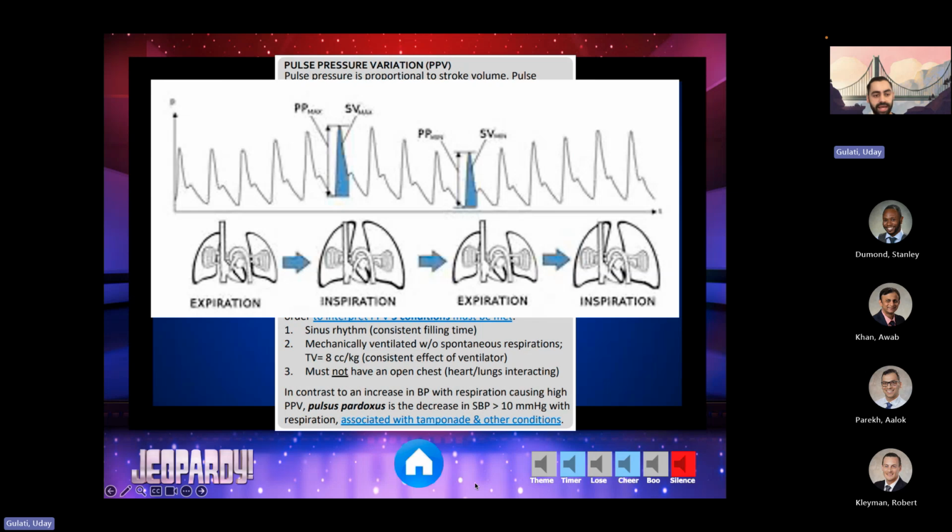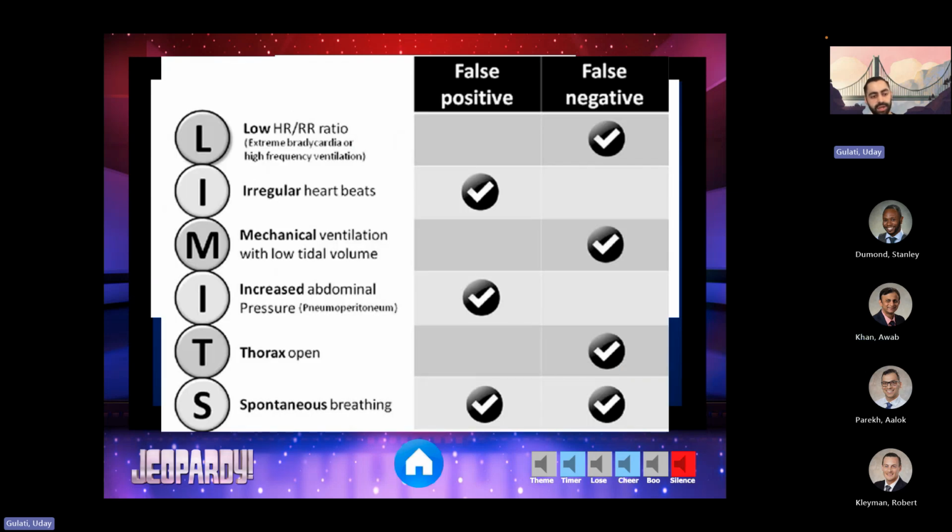And so this is kind of the diagram, just kind of showing how the stroke volume would change. And then, I like this mnemonic a lot of reasons to have false positives, false negatives. So, if your heart rate's too low, or if you have irregular heartbeats, your tidal volume isn't high enough, if you have increased intra-abdominal pressure, if you have an open thorax, such as having a chest tube in place, or if you're spontaneously breathing, it could go either direction.